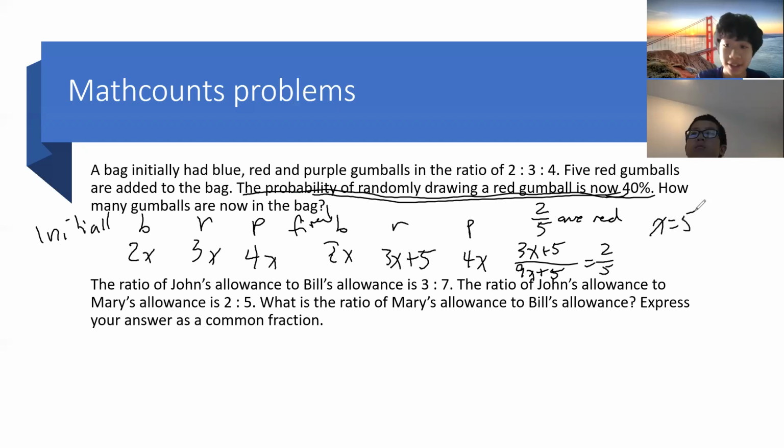But wait, this is not the answer yet. You can't just put in 5. You got to look back at the problem. What does it want? How many gumballs in total are now in the bag? Well, the total is down here, 9x plus 5. The answer is not 5. The answer is 9 times 5 plus 5. So that's going to be 45 plus 5, 50.